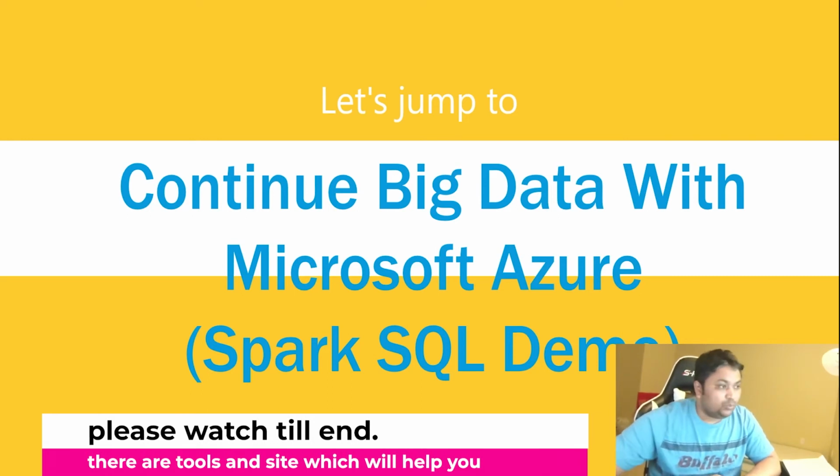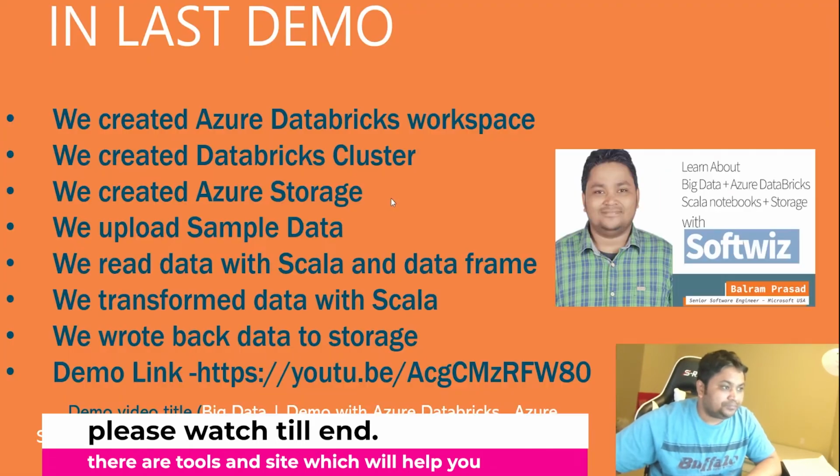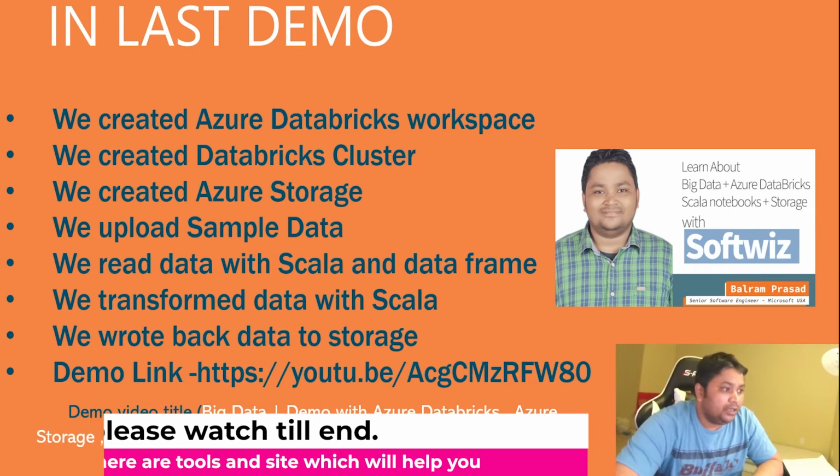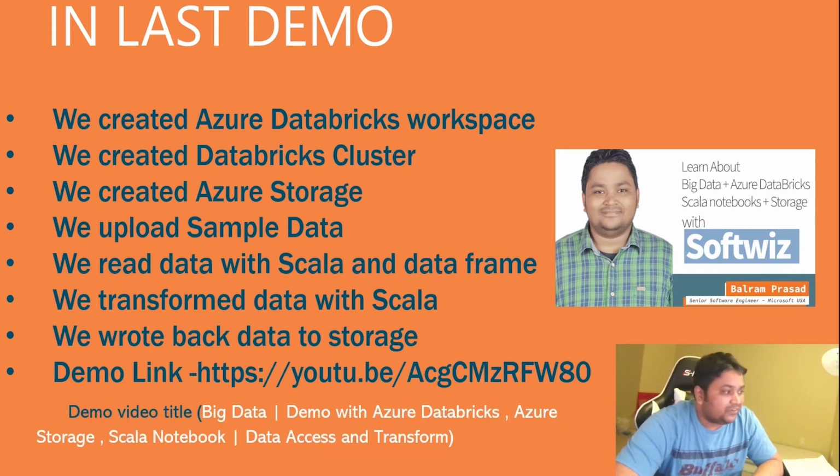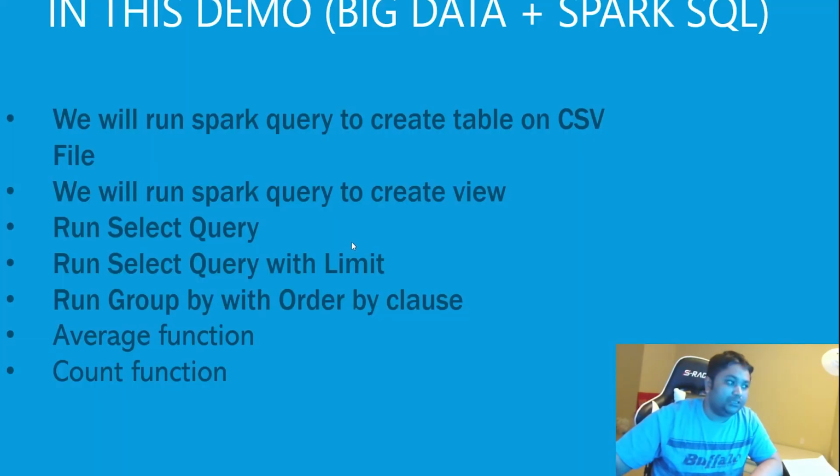So last day, quickly, we created a Databricks workspace, we created a Databricks cluster, we created Azure Storage, we uploaded sample data and read data using Scala and Dataframe. We transformed some data with Scala and wrote it back to storage. You can go to the previous episode of this big data series where you can see how we created all these resources. So all resources have already been created. Now we are going to utilize them and run Spark SQL over there.